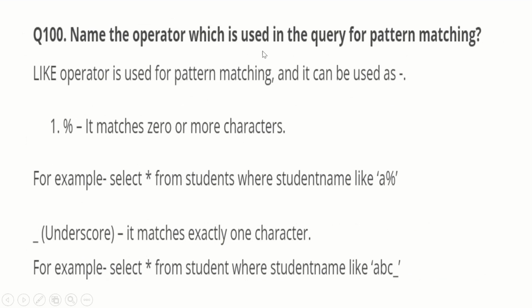Name the operator which is used in a query for pattern matching. The LIKE operator is used for pattern matching and it can be used as follows. The percentage sign matches zero or more characters, for example select star from students where student name like 'a%'. And the underscore matches exactly one character, for example select star from student where student name like 'abc_'.